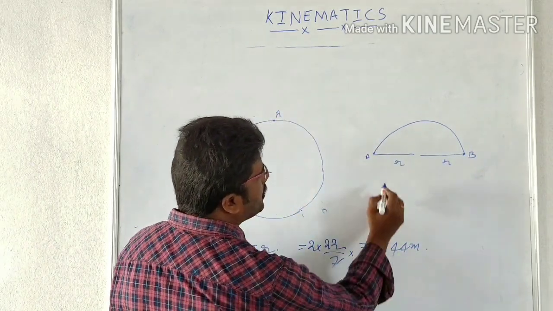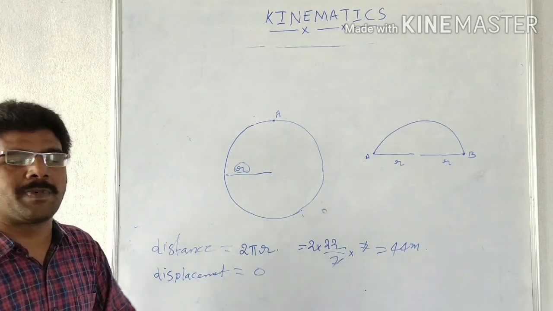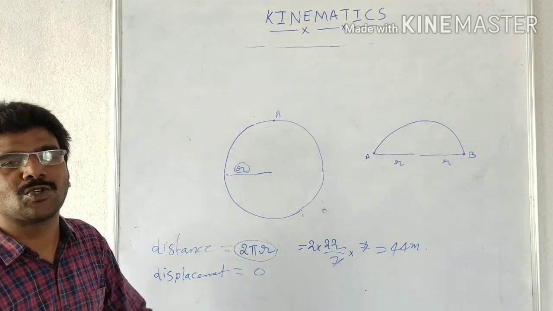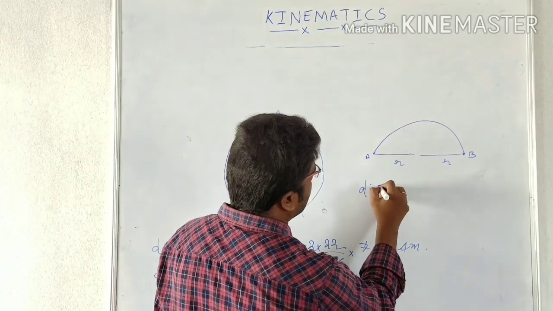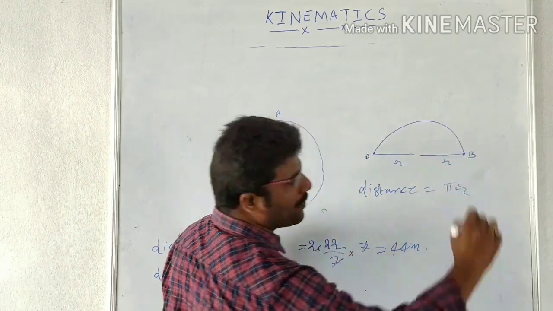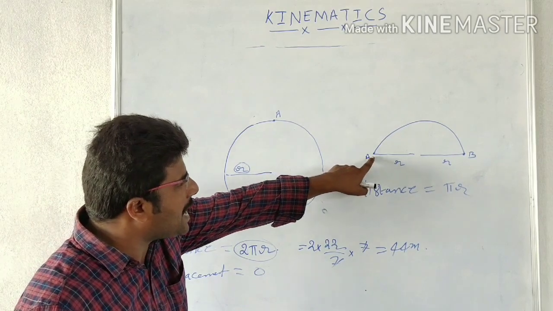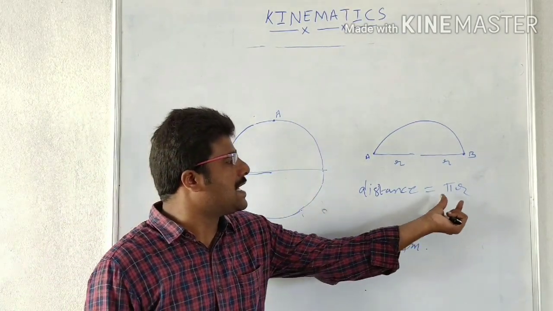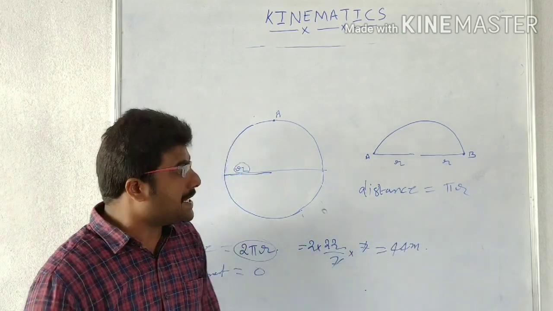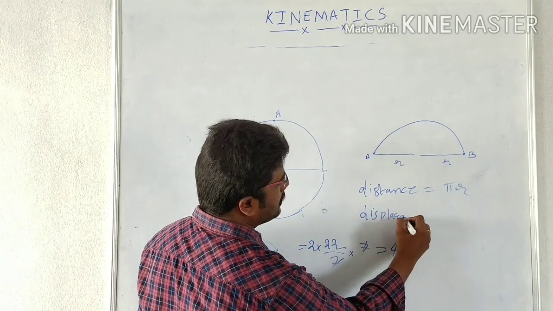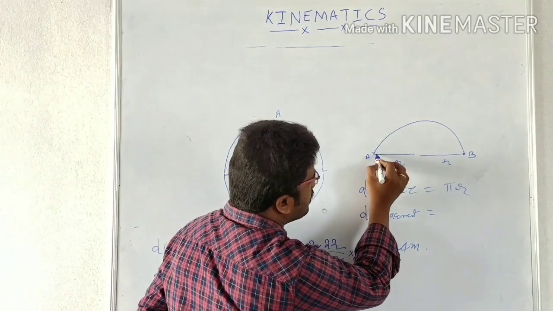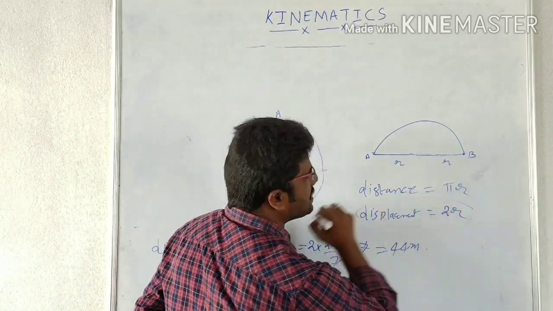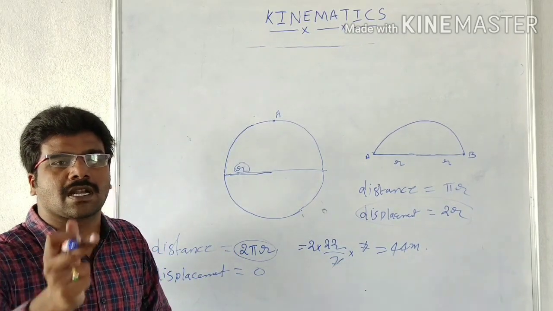OA, OB are the radius, here also. Now, what is the distance and displacement traveled by the person? Distance, half of this. Half means 2 pi r by 2, that is pi r. Distance equal to pi r. If he starts from A and reaches B, that means he completes only a half circle. When he completes one half circle, the distance is pi r. What is displacement? This becomes the diameter of the circle, that is r plus r, that is 2r. This is displacement and this is distance when the person completes the half circle.